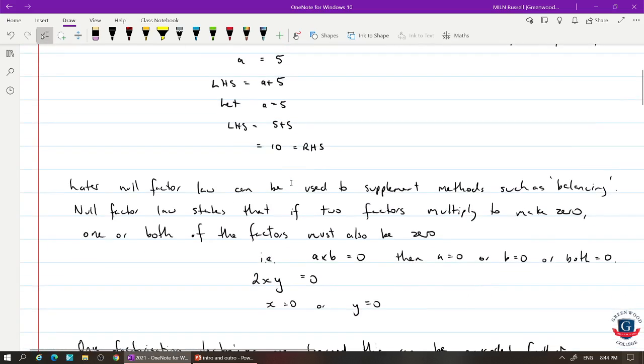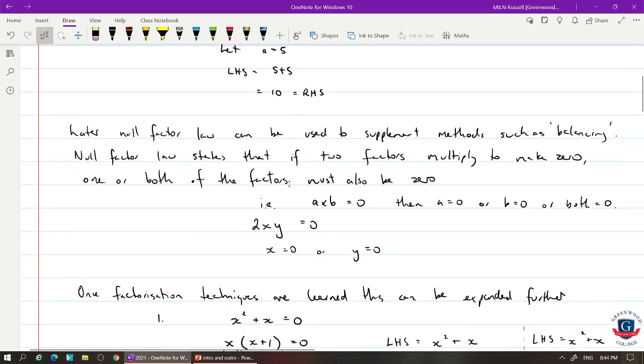When we're doing quadratics, the first time we look at solving equations probably is with Null Factor Law, where we discover that a times b, where a times b equals 0, either a or b or both have to be 0. So if we had an equation like 2xy, which isn't a quadratic, but it will demonstrate null factor law easily enough. For 2xy to equal 0, either x would have to be 0, or y would have to be 0, or both would have to be 0.